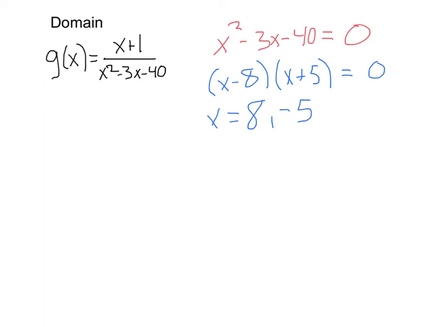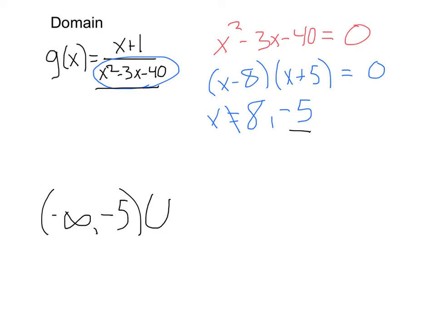Now remember, these are the values that x cannot equal. x cannot equal these values because it will make the denominator 0. So if I put this in set builder notation, I know I'm going to get my domain values all the way from negative infinity to negative 5. Remember, negative 5 is not included because it will make this 0. So I put a parentheses around that.